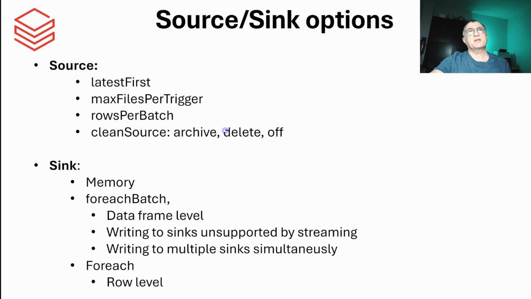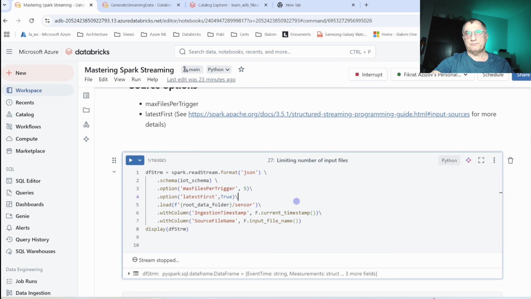Finally, there is a clean source option, which allows you to clean the input files from your source folder. There are three different flavors for this option. By default, Spark uses the off option, meaning that it does not change anything in the source folder. However, you can use the delete option, which will remove the files as soon as they are processed, or you can use archive. In that case, processed files will be moved to another folder. Let's take a look at how it works.